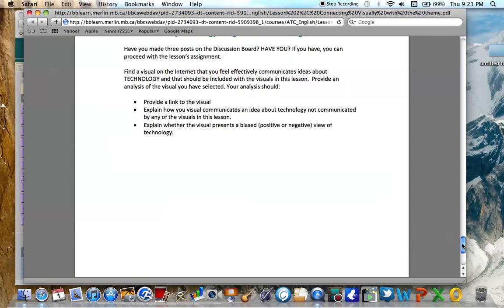Now you're going to provide a more in-depth analysis of the visual that you selected. On the discussion board, you want to keep your audience in mind. You want people to read what you have to say, so keep it to 1 or 2 sentences. But here you're expected to give a more thorough analysis of the visual. So you go out and you find a visual on the internet that you feel communicates ideas about technology. In your assignment, you're going to provide a link to the visual so that I can look at the visual that you found. It has to be something that you find online.